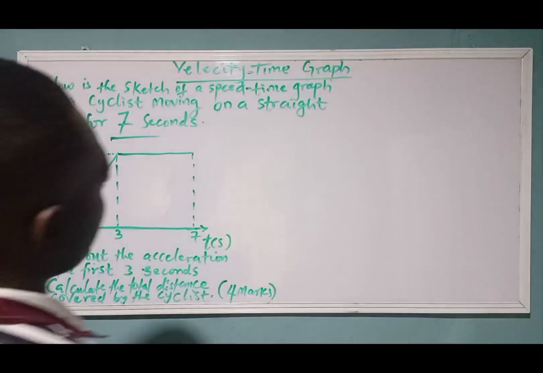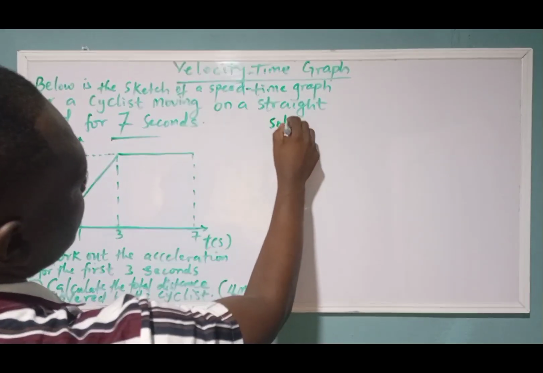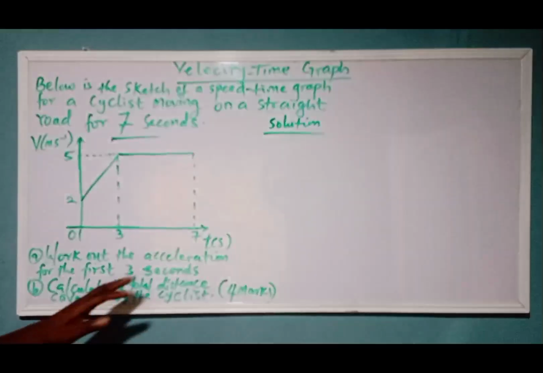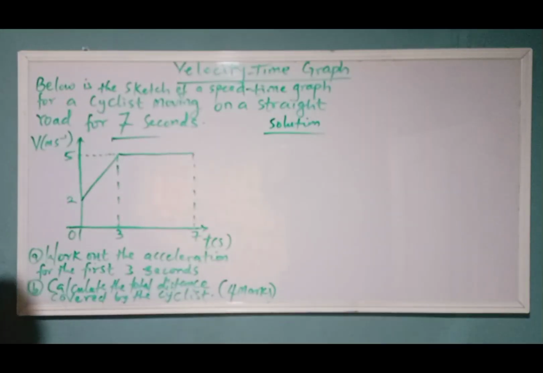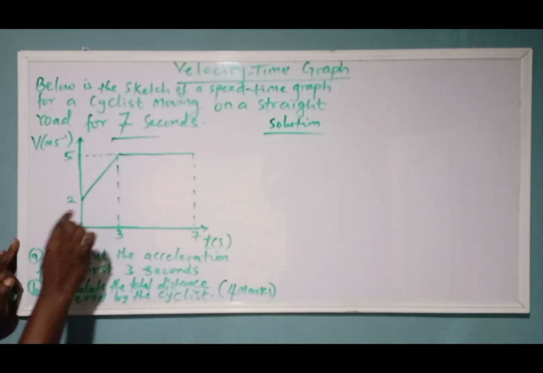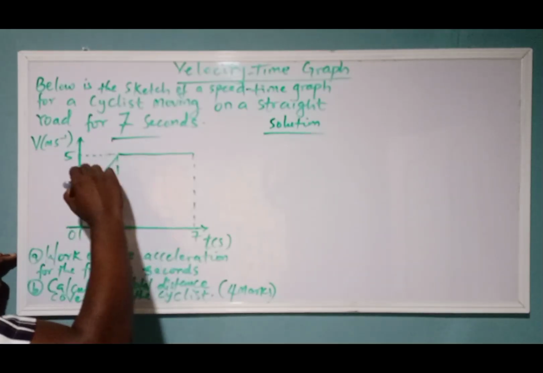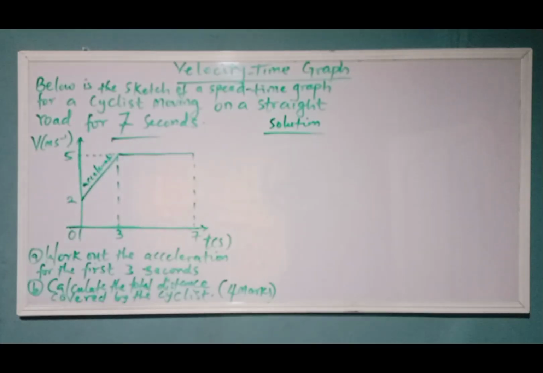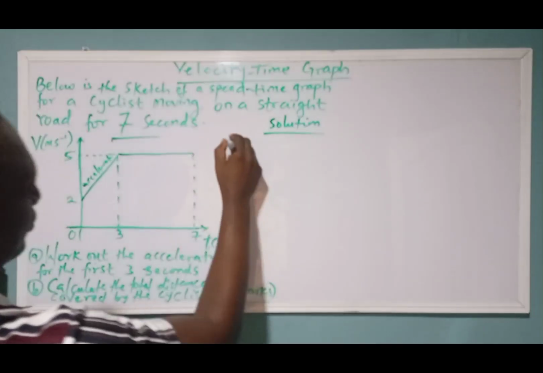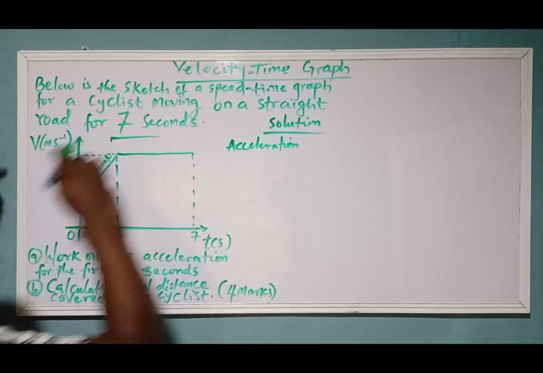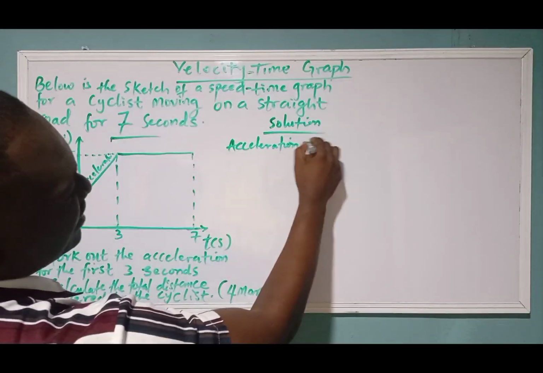So let's start. Solution. The first question says we should calculate the acceleration for the first 3 seconds. That means from 0 to 3, only this portion, because that's where we have acceleration. Look at where acceleration is here. Okay, so let's see. How do you calculate acceleration? Acceleration for a velocity time graph is actually the gradient.